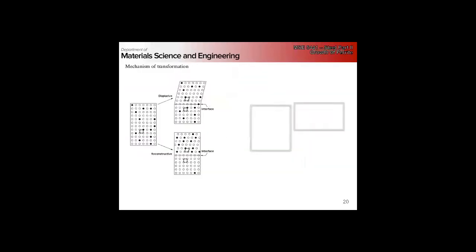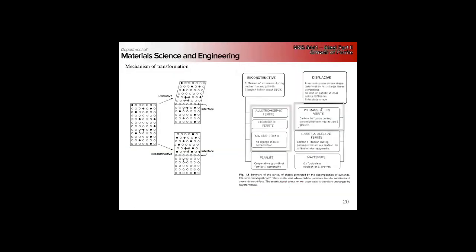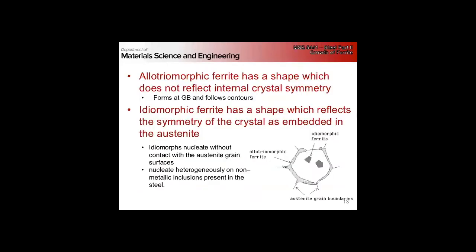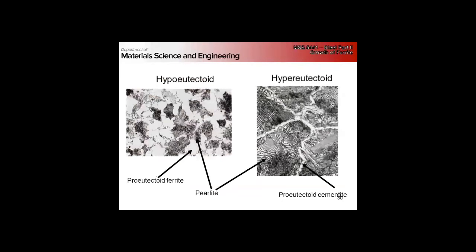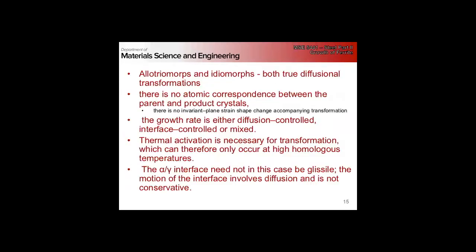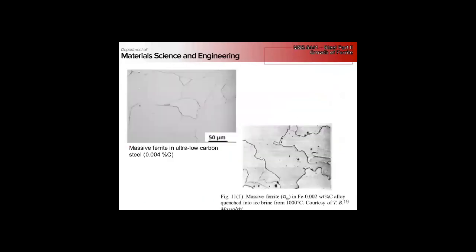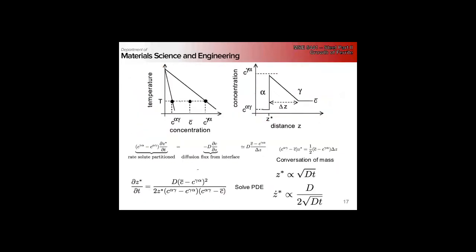So if we go back to the microstructure here and look at these pro-eutectoid ferrite grains, they're fairly uniform with respect to their grain size. They're not super large or small.